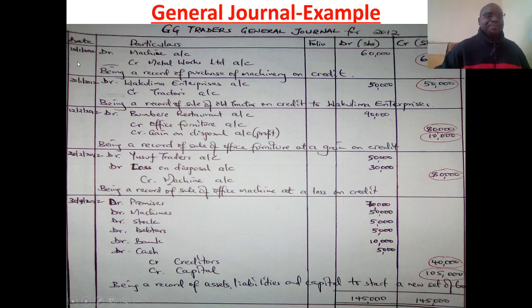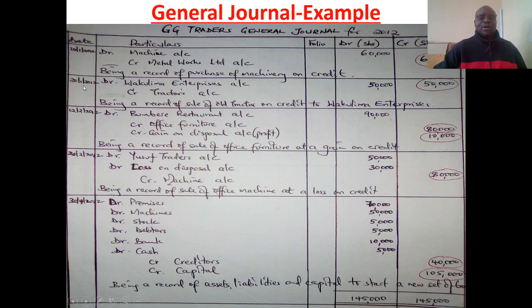So on 10th of January, GG Traders purchased the machinery on credit from Metalworks. So machines increase and you debit the General Journal the same way you would debit the machine account if machines increase, because it is an asset. You credit Metalworks Limited. Metalworks have lost a machine worth 60,000. They have sold to us. That's why you are recording that transaction here. And a narration being a record of purchase of machinery on credit.